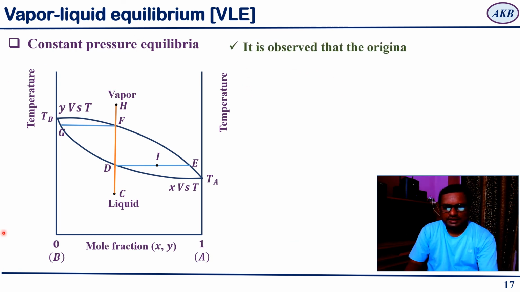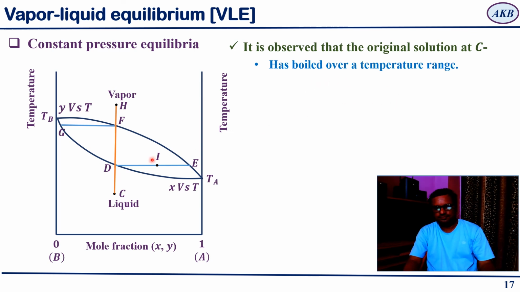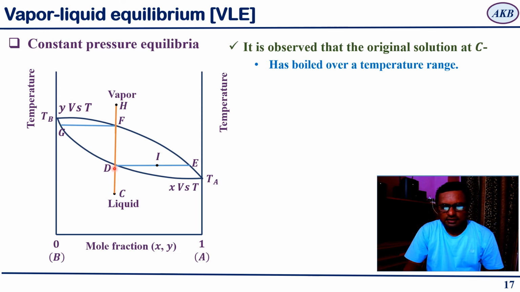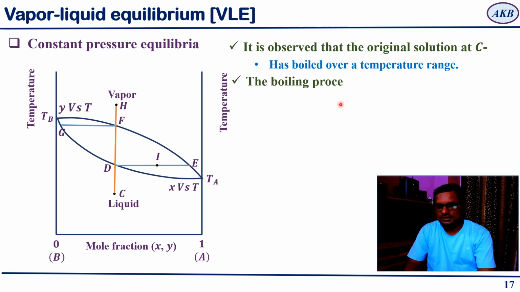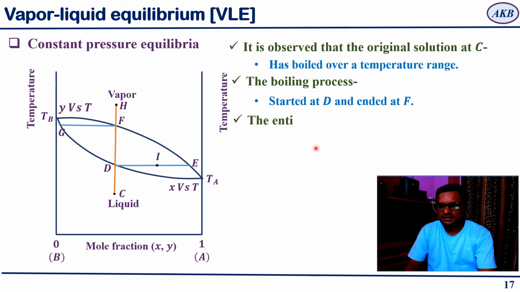Okay. So while understanding this entire diagram, it is observed that the original liquid solution at C has boiled over a temperature range. There is not a single boiling point. The boiling process is starting at point D and it is finishing at point F. That's why we are saying that the original liquid solution at C has boiled over a temperature range. The boiling process started at D and it ended at F.